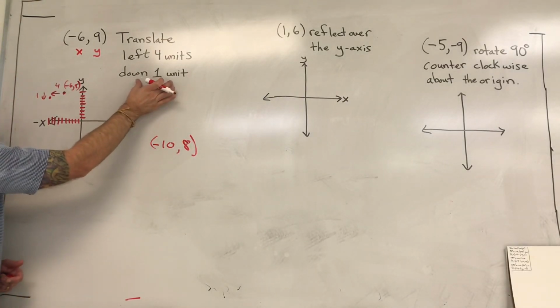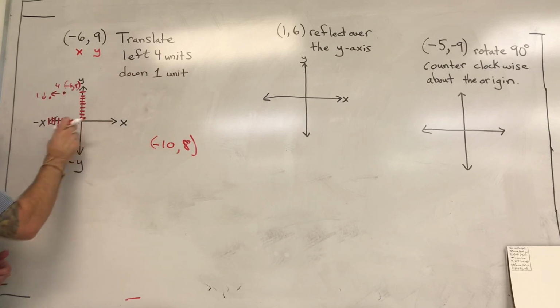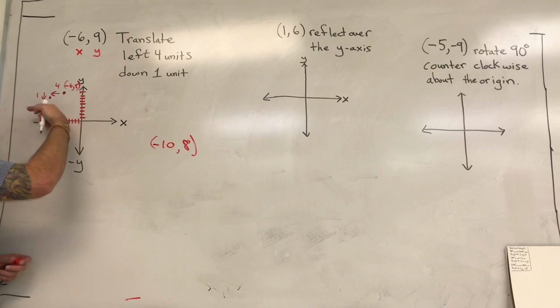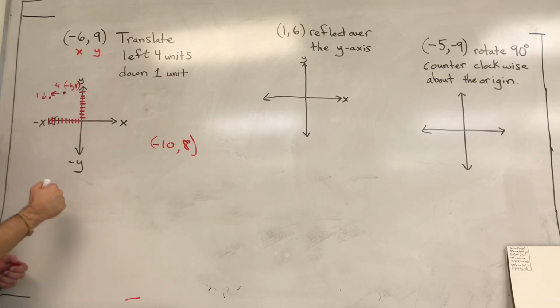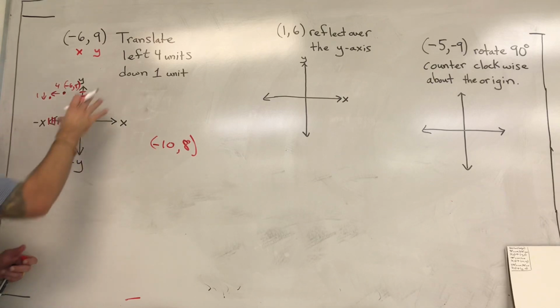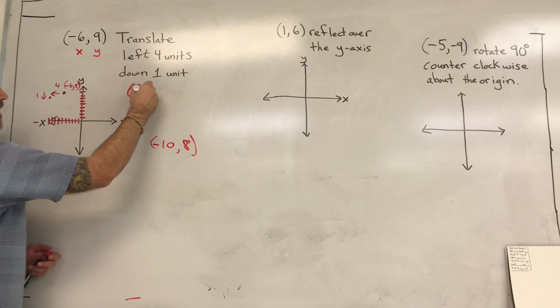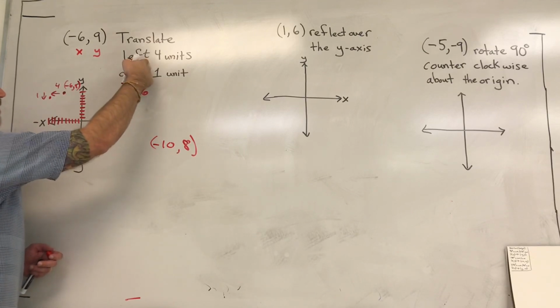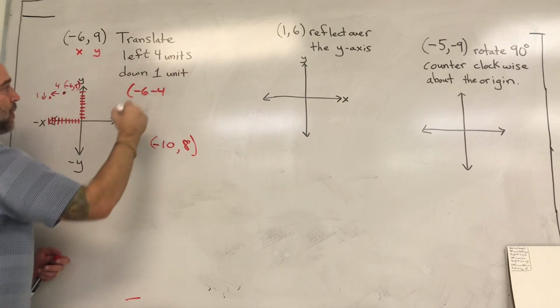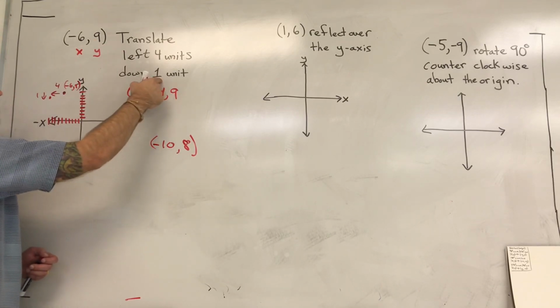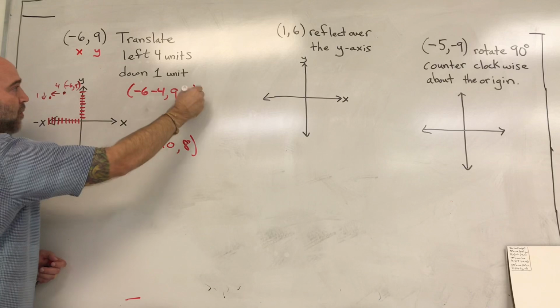I like to do both: the verbal representation of how it gets represented on the graph. Left is adding negatives. Down is adding negatives. Negatives to the x, negatives to the y. So you can also break these down. Sometimes they would write this same problem as negative 6, left 4, minus 4, 9, down 1.